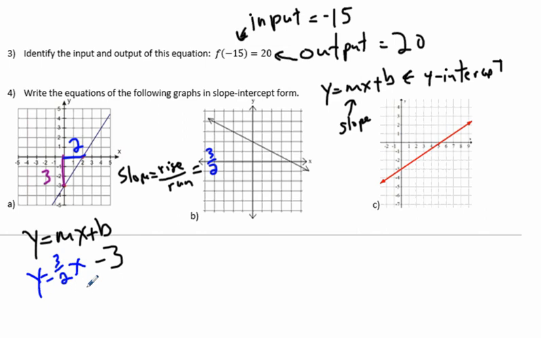Now, because this is an improper fraction, 3 doesn't go into 2, I don't have to change it into an integer. I'm not going to divide it. I'm just going to leave it like that.